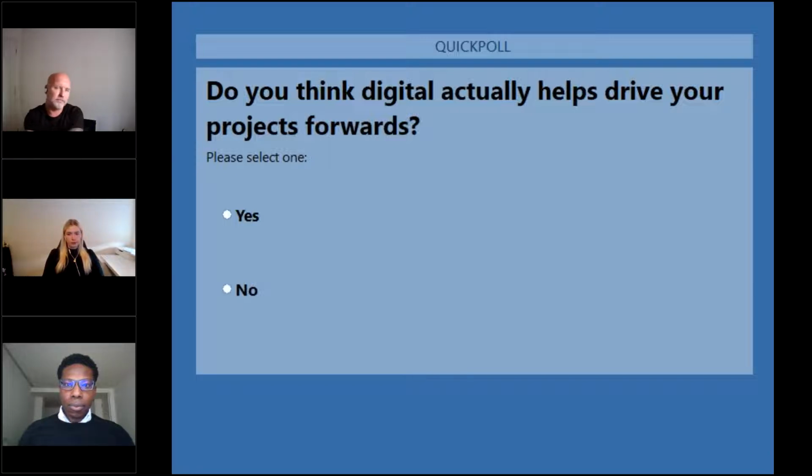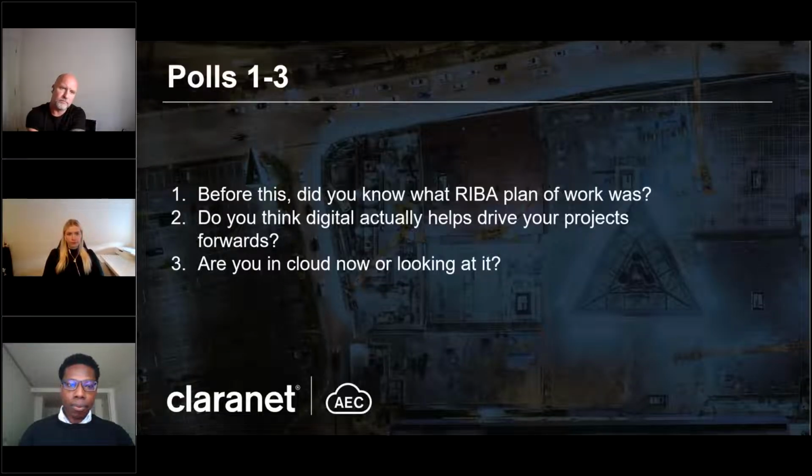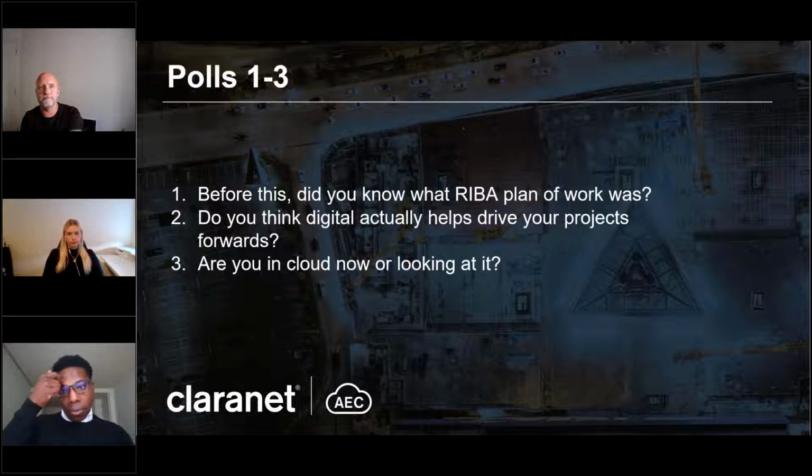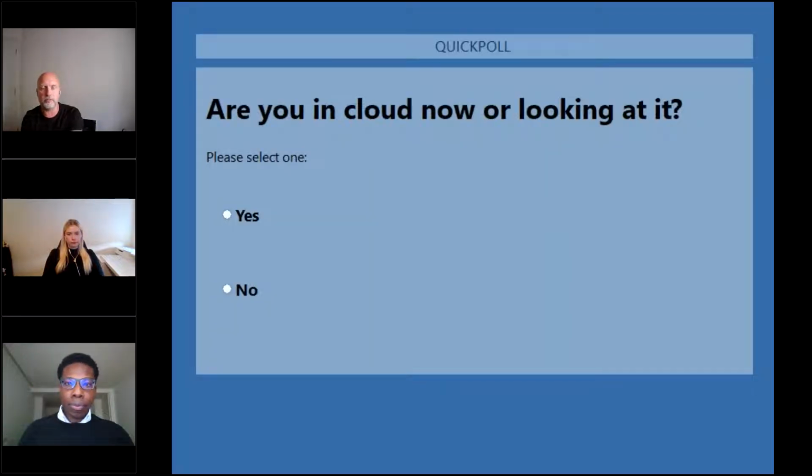And then finally, are you in cloud now, or are you looking at it? And I don't just mean from a corporate perspective. Are you in cloud now in your building, in your asset? Do you use cloud as a technology to help drive that building?